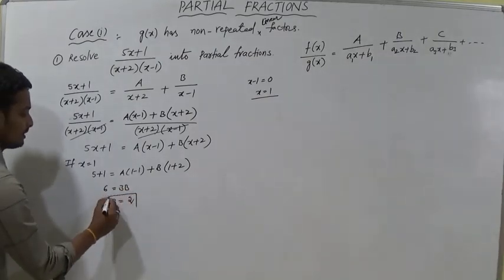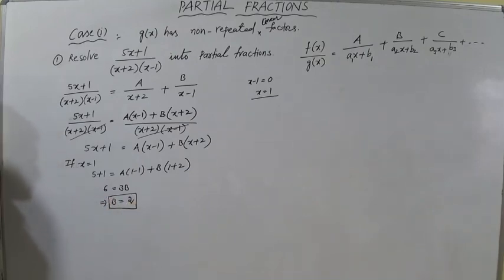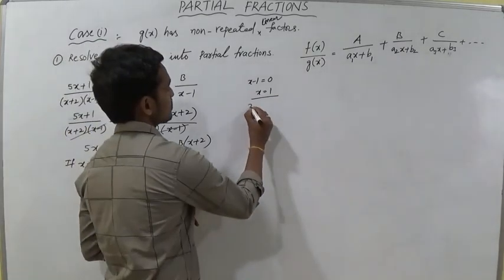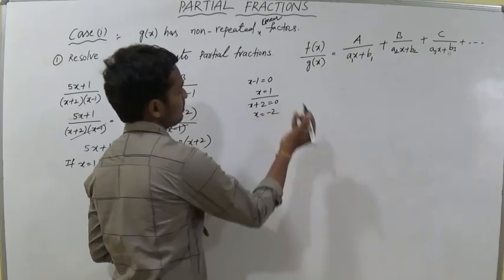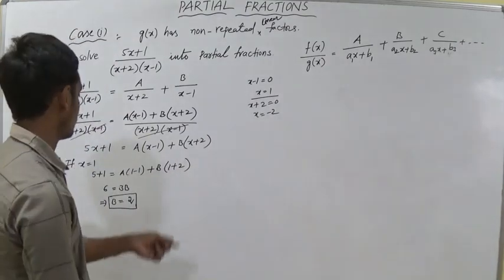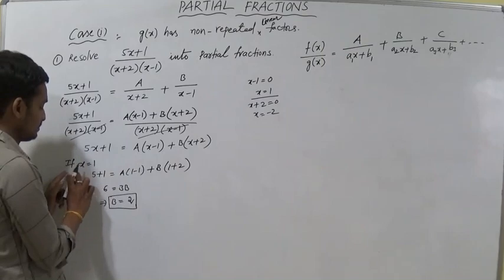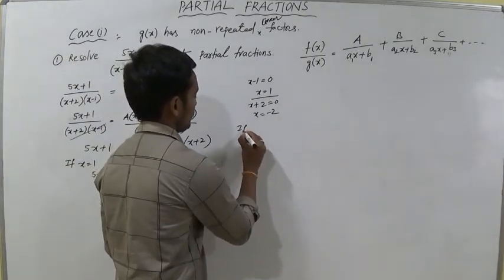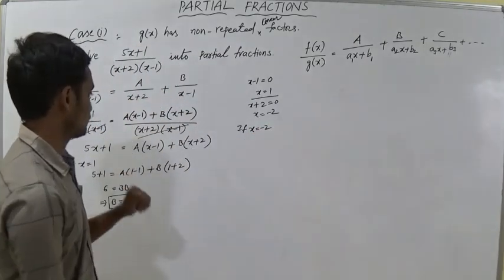So we can get the value of b. Now I am doing the second factor, x plus 2. That means x plus 2 is equal to 0, then x is equal to minus 2. Now I am writing in this equation from here. I am substituting x is equal to minus 2. If you observe clearly, if x is equal to minus 2, substitute.